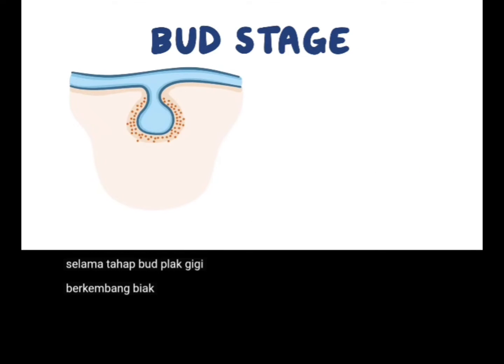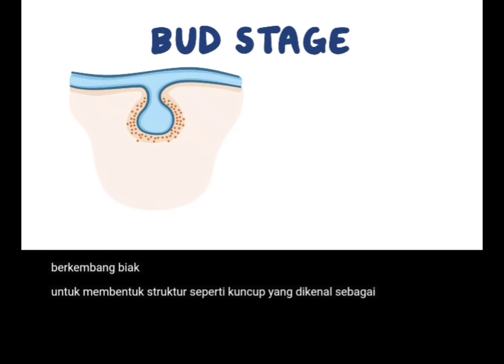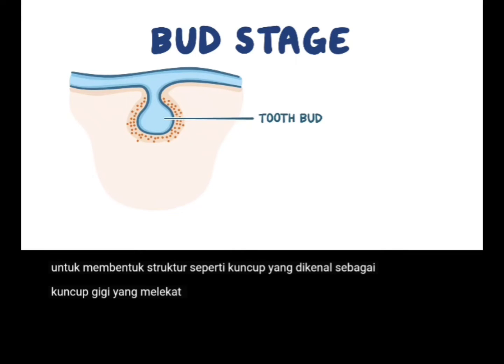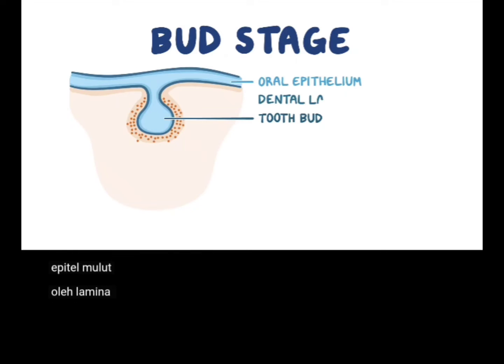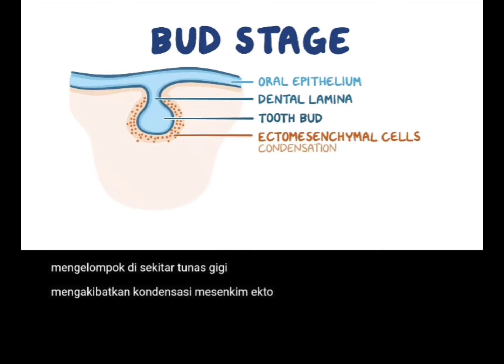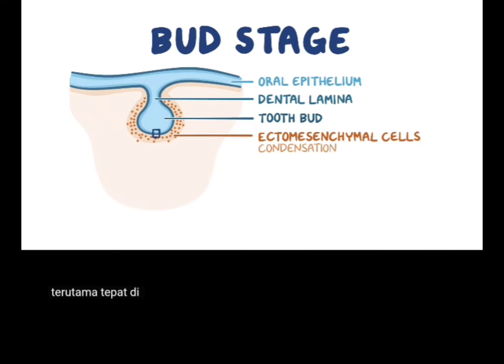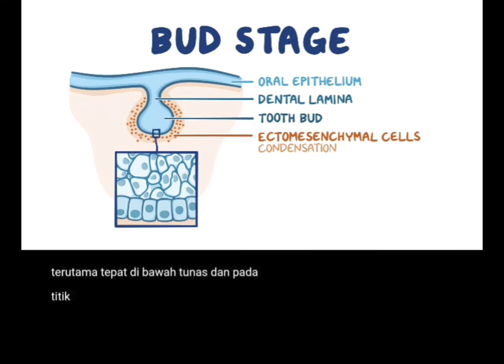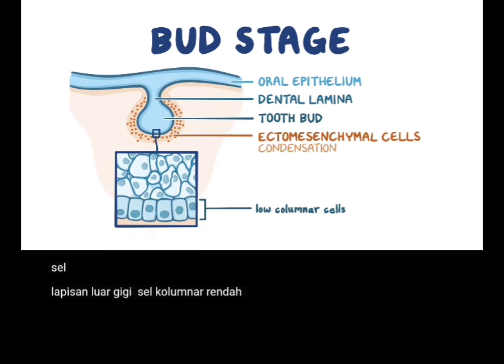During the bud stage, the dental placodes proliferate to form a bud-like structure known as the tooth bud that is attached to the oral epithelium by the dental lamina. At this stage, the ectomesenchymal cells start to cluster around the tooth bud, resulting in a condensation of the ectomesenchyme, especially right beneath the bud. And at this point, the tooth bud is made up of two types of cells: an outer layer of low columnar cells and an inner bundle of polygonal cells.